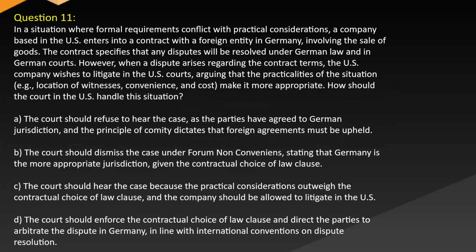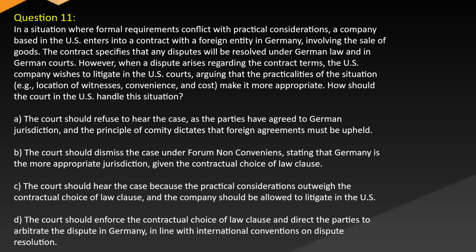Question 11. In a situation where formal requirements conflict with practical considerations, a company based in the U.S. enters into a contract with a foreign entity in Germany involving the sale of goods. The contract specifies that any disputes will be resolved under German law and in German courts. However, when a dispute arises regarding the contract terms, the U.S. company wishes to litigate in the U.S.